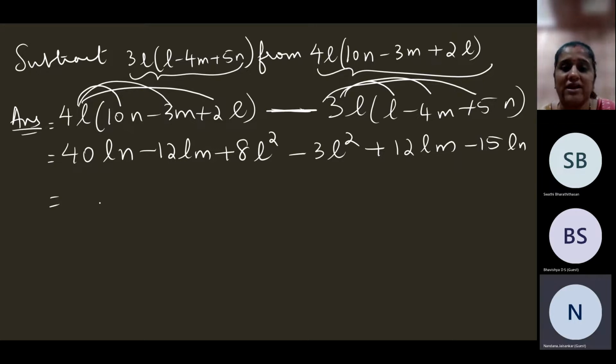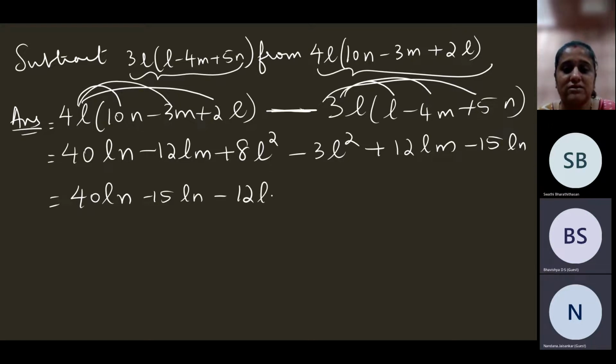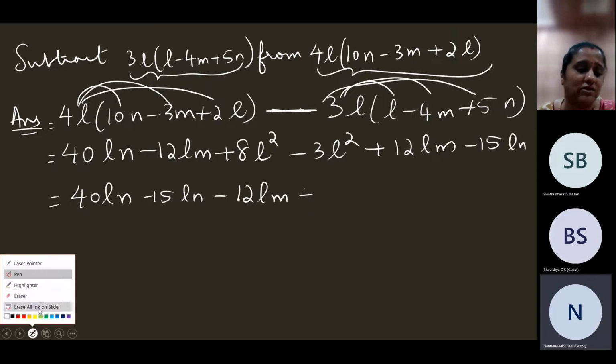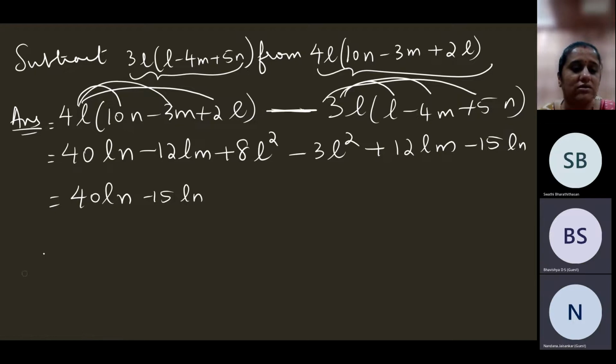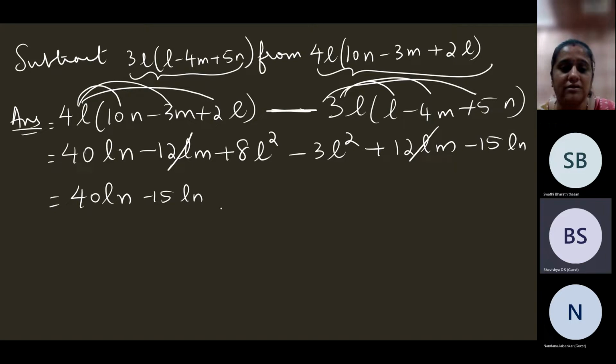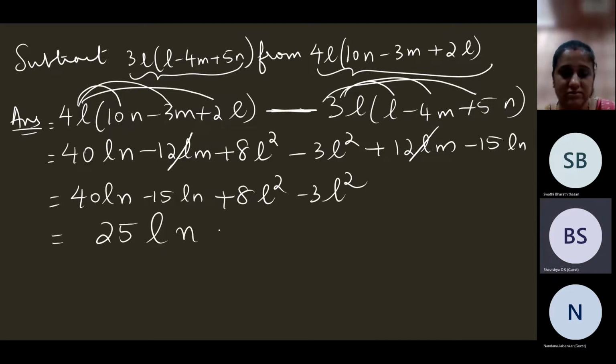Now let's write the like terms together. 40 LN minus 15 LN. Minus 12 LM plus 12 LM, you can cancel. Yes, you can cancel this. You don't have to write this at all. Plus 8 L square minus 3 L square. Correct. So finally we have 25 LN plus 5 L square, ma'am. Very good. All of you got this?